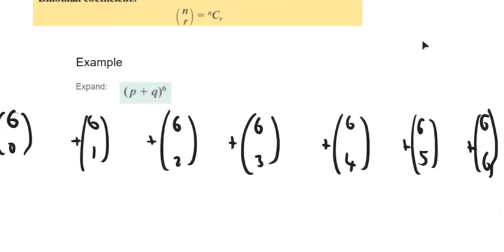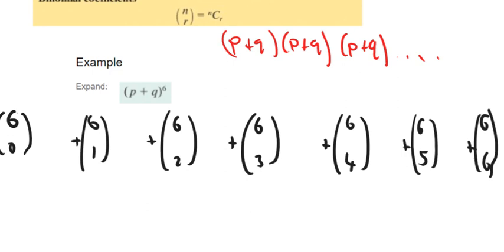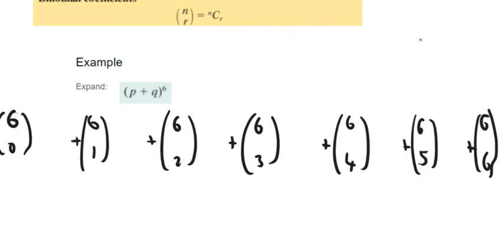So the question anyway, you're expanding out p plus q to the power of 6. So really that's just p plus q, p plus q, p plus q, and so on, up until you have 6 of them. So you have to multiply them all out. You could just multiply them all out as normal: multiply the first two first, then multiply whatever you get by the next one and keep going till you've done all 6. But the point of the binomial theorem is it gives you a different way to do it, and probably a little bit easier, I'd say.